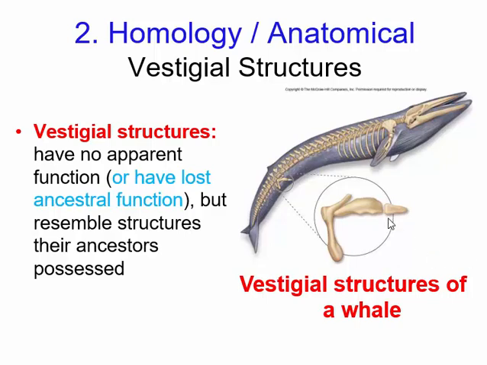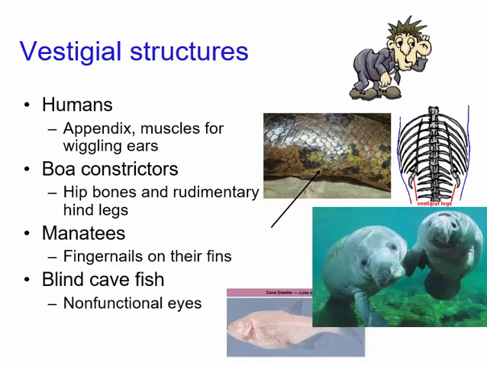So a great example here would be hip bones in a whale. These whales do not have hind legs. What is the point of having hip bones? We know now that the hip bones, for whales that possess them, might actually provide some support for reproductive structures in males. And then if we look at some of these other examples here, the human appendix might be important for the immune system. Boa constrictors have these rudimentary hind legs. So they have hip bones and these little nubbins here that were legs in their ancestors. Lost the ancestral function, maybe has some function today.